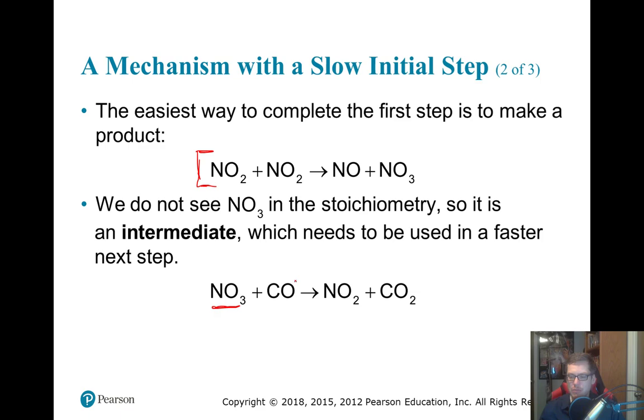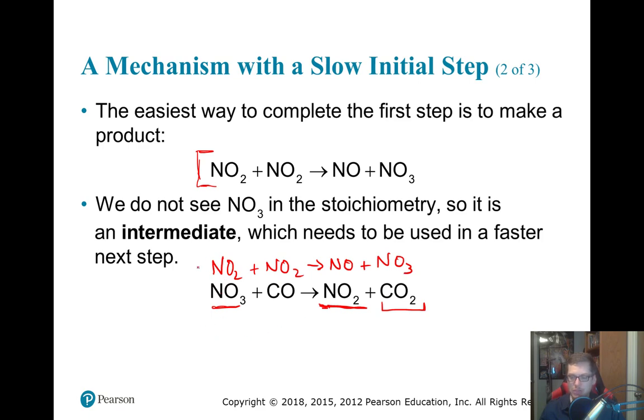So it becomes NO3 plus CO, and that makes CO2, because that's our other product, and then what's left over is NO2. So right now we have our two steps, and I'll take the same first step and line it up here: NO2 plus NO2 yields NO plus NO3.